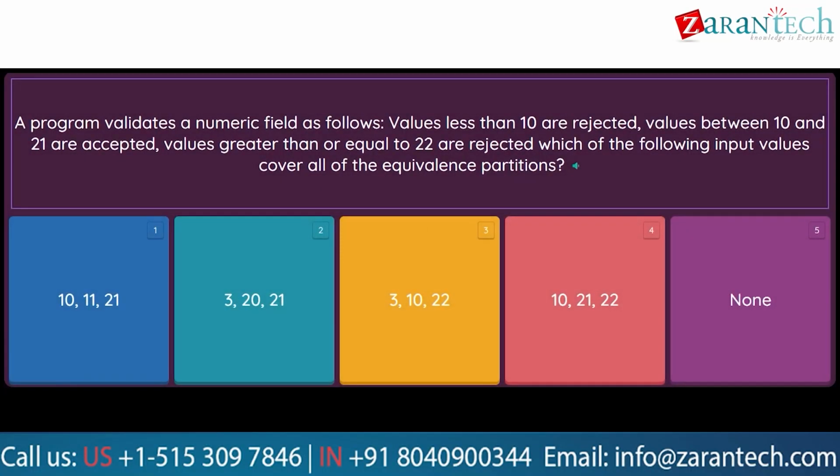Question: a program validates a numeric field as follows: values less than 10 are rejected, values between 10 and 21 are accepted, values greater than or equal to 22 are rejected. Which of the following input values cover all of the equivalence partitions?